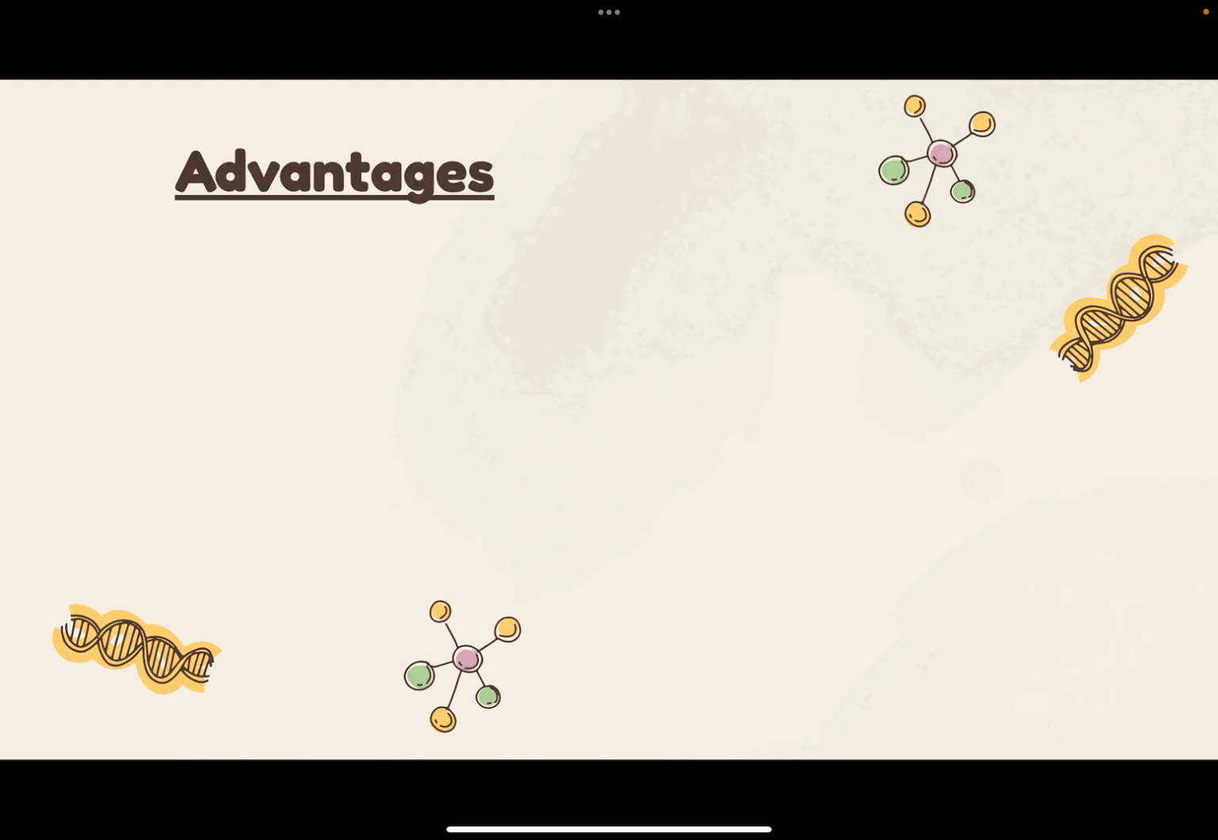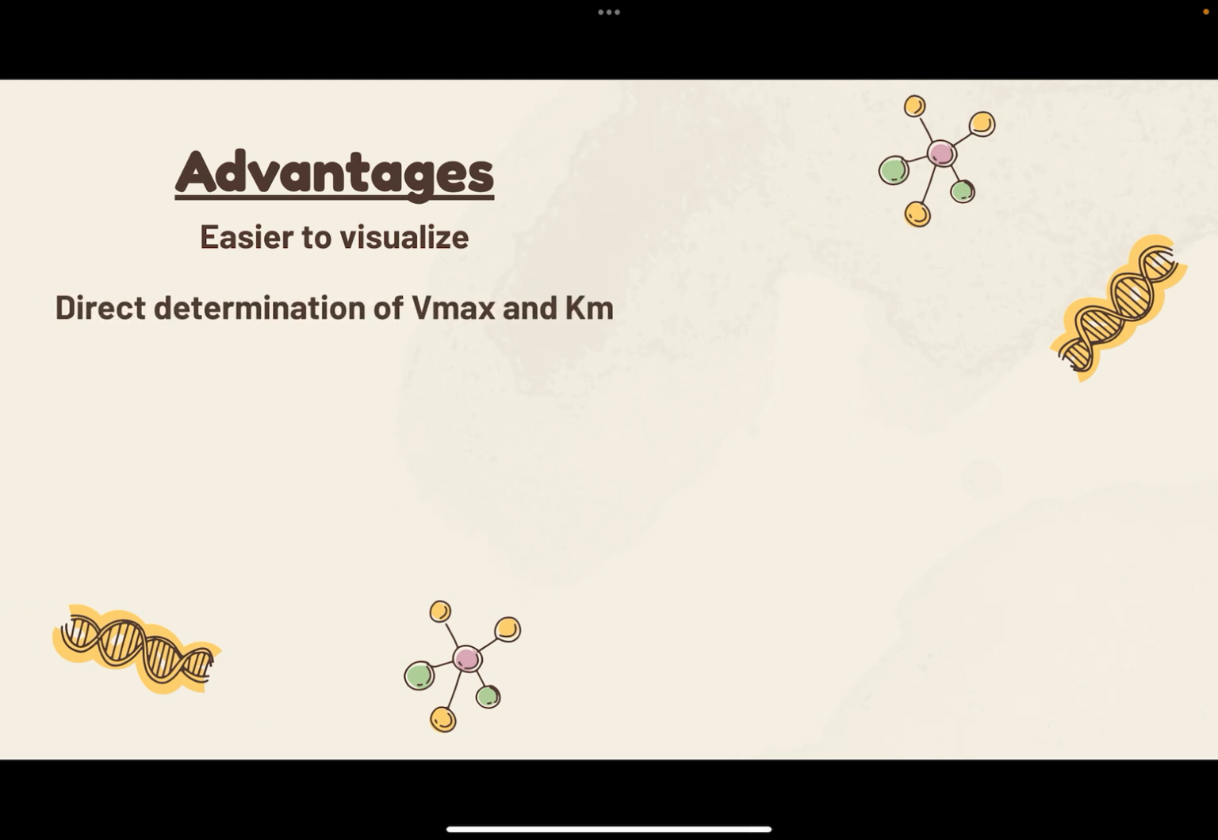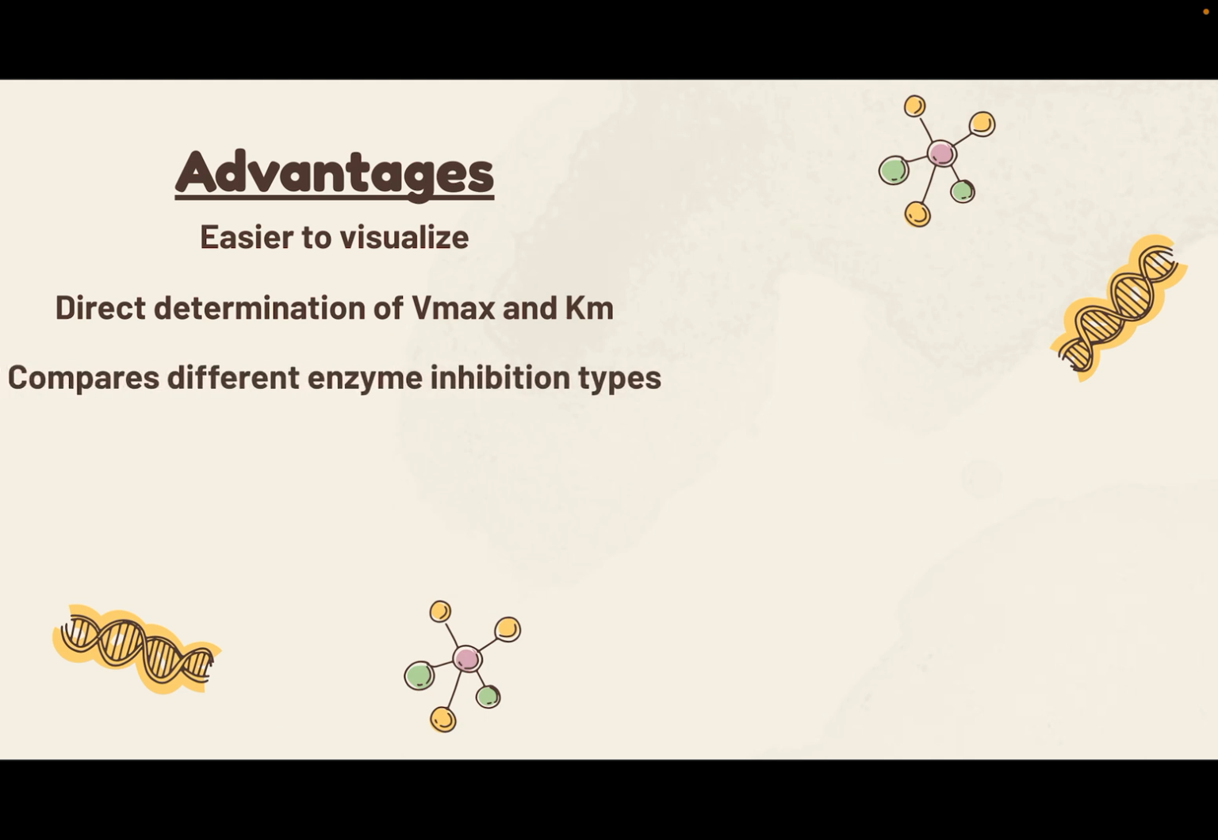Now let's have a look at some of the advantages to this plot. This Lineweaver-Burk plot connects the curved lines in the Michaelis-Menten plot and forms a straight line. This makes it easier to visualize. This plot also gives the direct determination of Vmax and Km from the x and y intercepts of the graph. It's also a good representation when comparing different types of enzyme inhibition, like competitive and non-competitive inhibition.